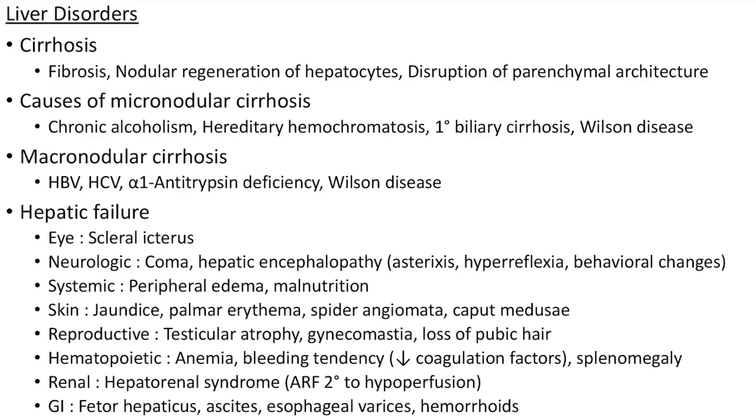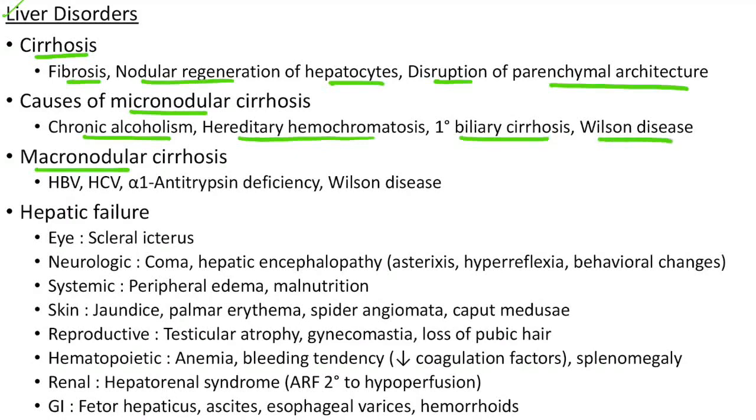Now let us discuss about various liver disorders. In cirrhosis, there is fibrosis, nodular regeneration of hepatocytes and disruption of parenchymal architecture. Now let us discuss about the types of cirrhosis. There are two types. They are micronodular and macronodular cirrhosis. Micronodular cirrhosis can be caused due to chronic alcoholism, hereditary hemochromatosis, primary biliary cirrhosis and Wilson disease.